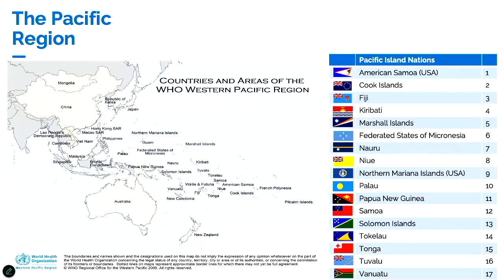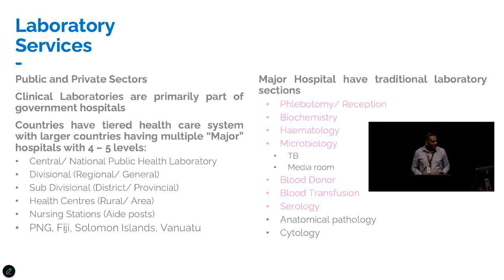And covering about 17 Pacific Island countries in this talk, so all the way from American Samoa, Cook Islands, Fiji, Kiribati, Marshall Islands, FSM, which has 4 different states as well, Nauru, Niue, CNMI, Palau, PNG, Samoa, Solomon Islands, Tokelau, Tonga, Tuvalu, and Vanuatu. I'm leaving out French Polynesia, Pitcairn Islands, as well as Wallis and Futuna and New Caledonia, as they're French territories, and I don't really work with them as much.